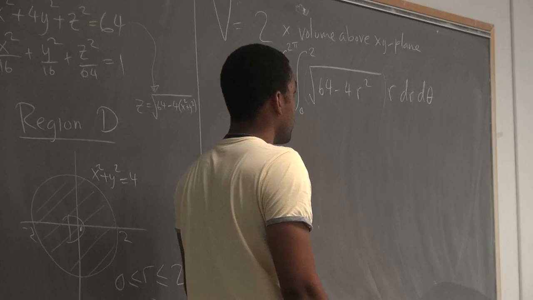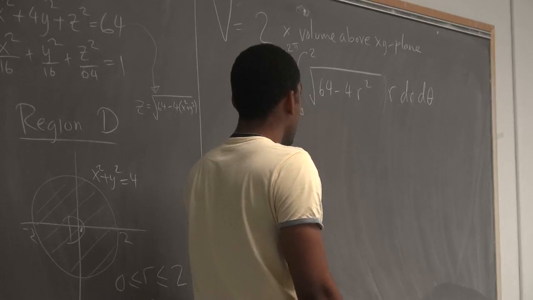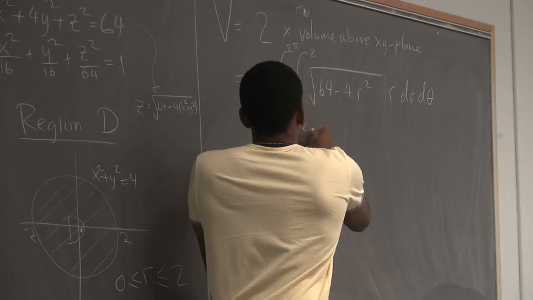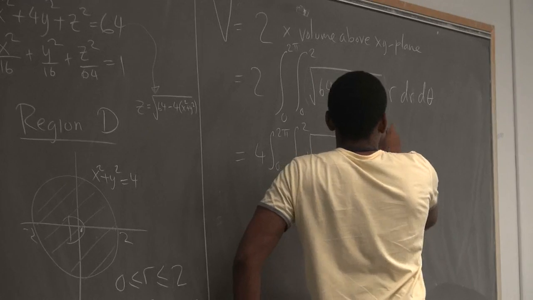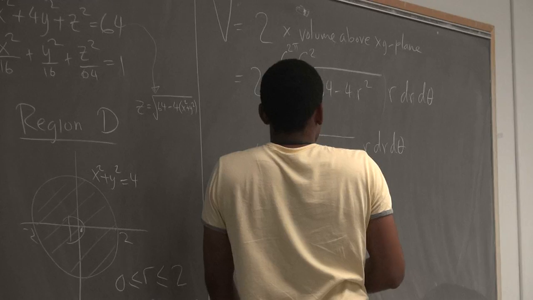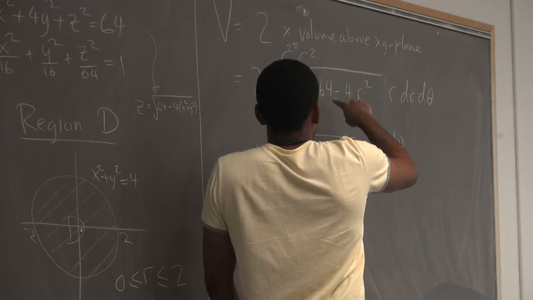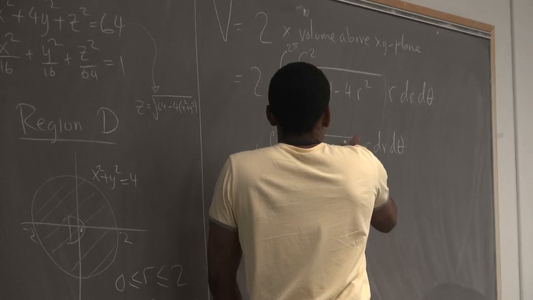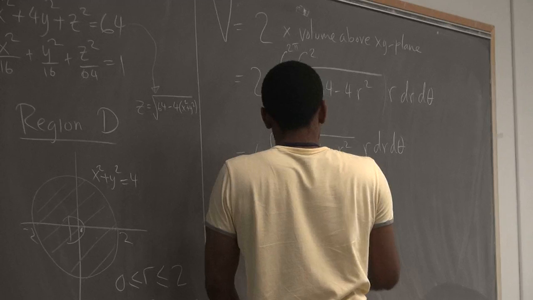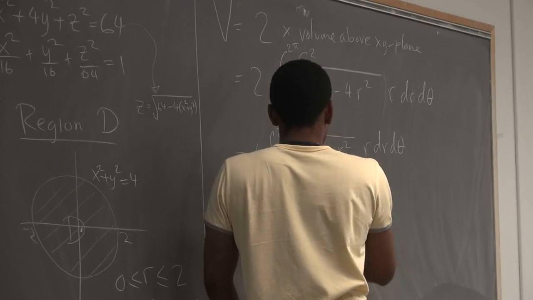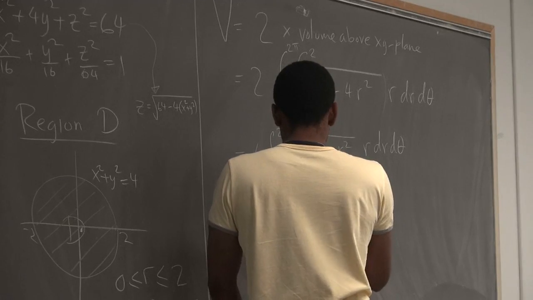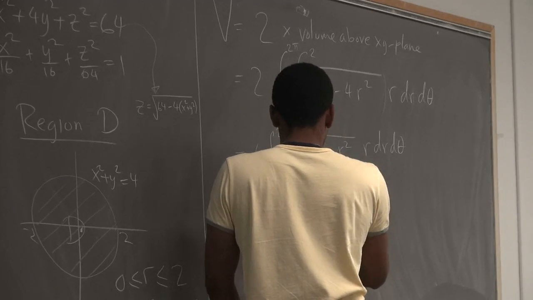Take the 4 out. You could factor a 4 out, sure. But that just makes it very small. Just do a u-substitution. The inside of this goes... Yeah, so you can set u equal to 16 minus r squared. Then du would be equal to minus 2r dr, so minus 1/2 du is equal to r dr.